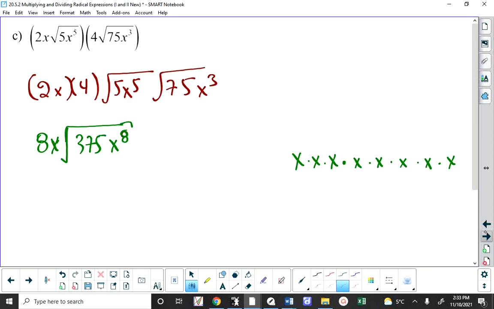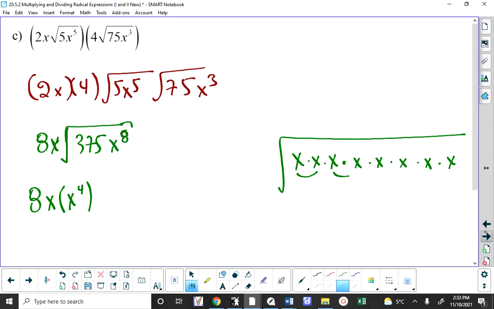So we're going to have x to the 4 outside, because if I put x to the 4 inside, I'd have to put it twice, which is x to the 8. If you want to think of it this way, great. Pull out an x and an x, an x and an x, an x and an x, and an x and an x. You get x to the 4.